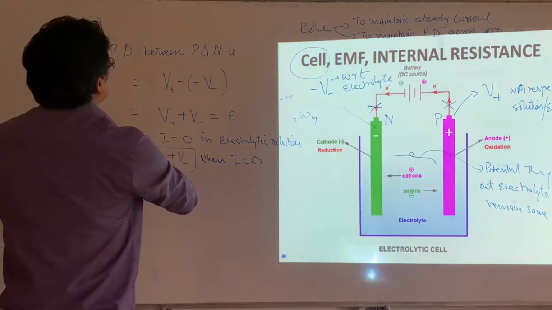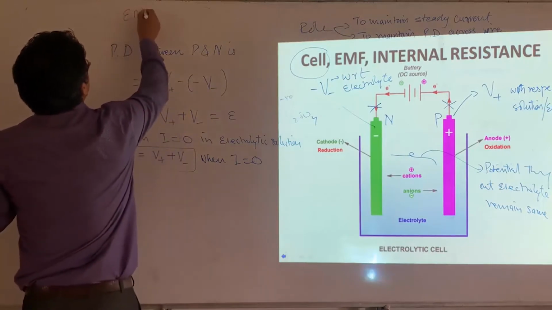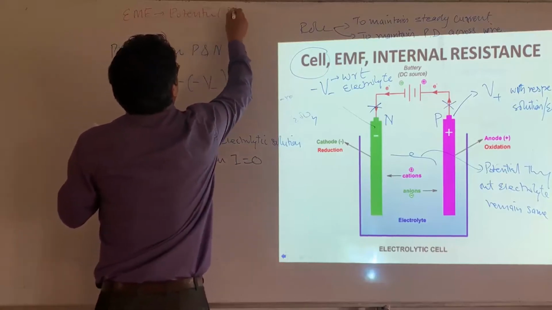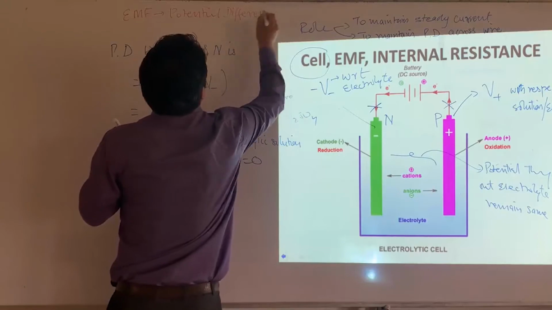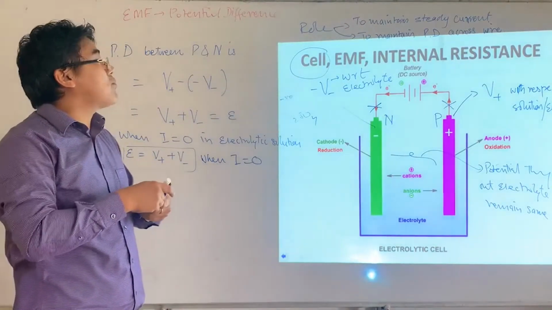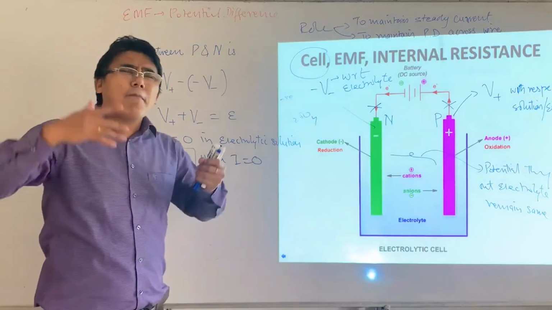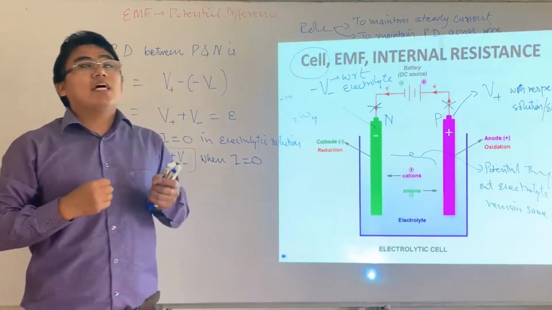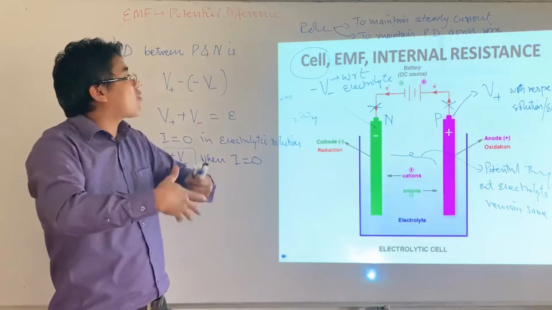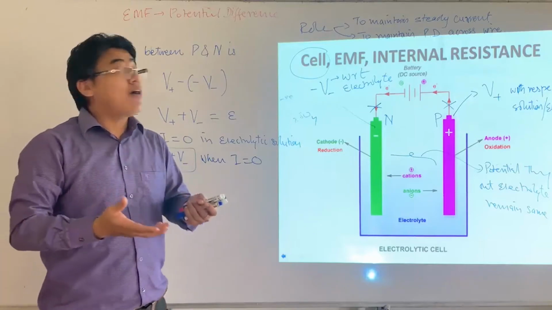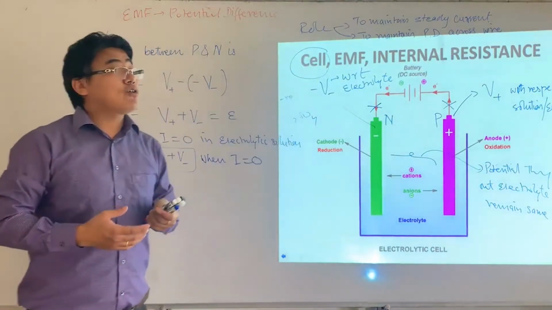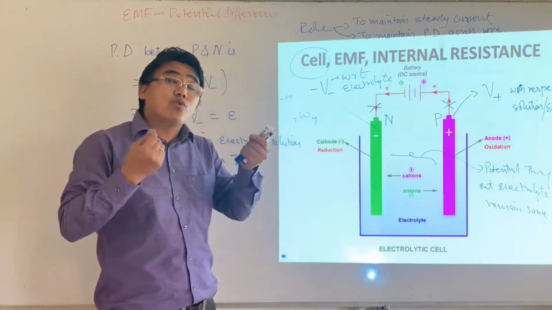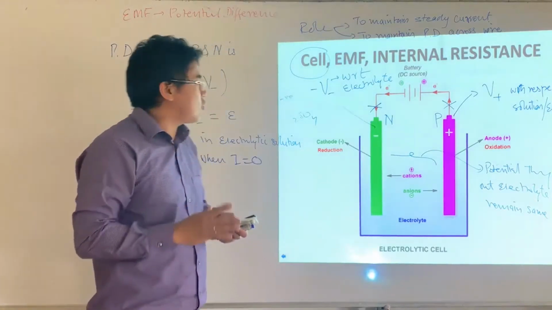I would like to write here: EMF is potential difference. And why have we used the term EMF? For a long time people thought that there should be some force which has to push a charge from one side to another side. So that is why they coined a name like EMF. However, literally this is wrong. Why? Because EMF is nothing but potential difference between two electrodes when there is no current. So you should keep that in mind.